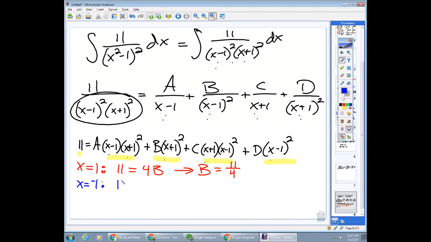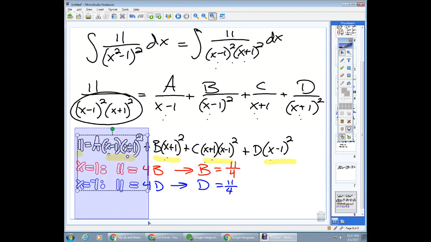All right, other convenient x value is -1. So there we're going to get 11 equals, if I plug in -1, the A stuff goes away, the B stuff goes away, and the C stuff goes away. All that's left is D. -1 minus 1 is -2, squared is 4. Oh, that's nice. I get a 4D. So D, like B, is 11/4. And I'm going to slide these up just a little bit so we can fit the next two.